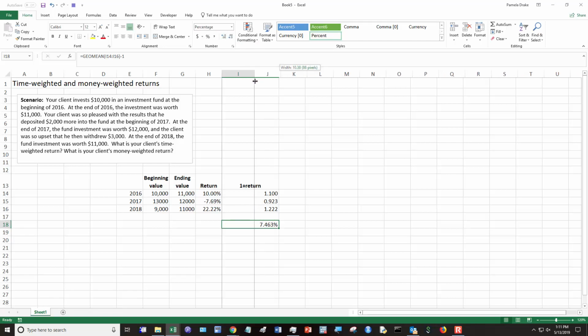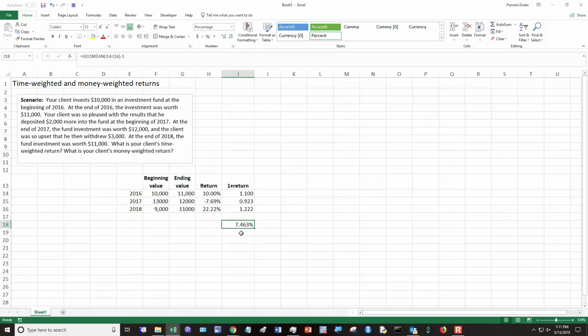So we have the return on the investments is 7.463%. So this is the time-weighted return, which is the return on the fund itself. So ignoring the decision that the investor made to withdraw or deposit any funds, this is what the fund returned in the 3-year period.